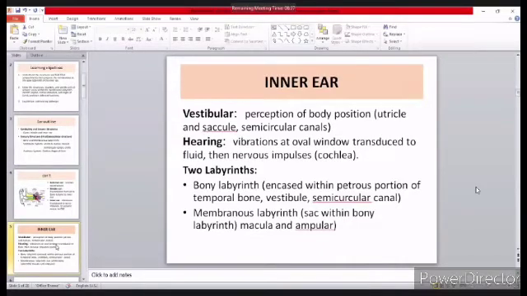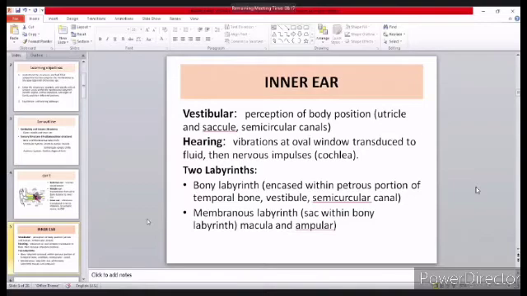Another reason that makes the child susceptible to recurrent infections of the ear is that the tube is shorter. First of all, the child's is shorter and horizontal. An adult's is slanted as well as long. Thank you.